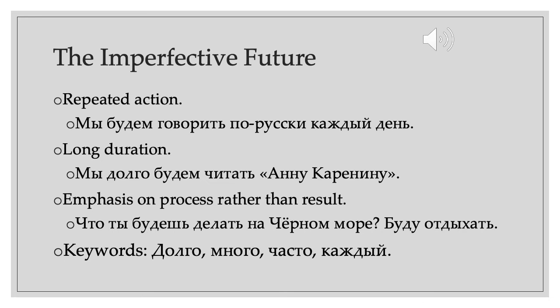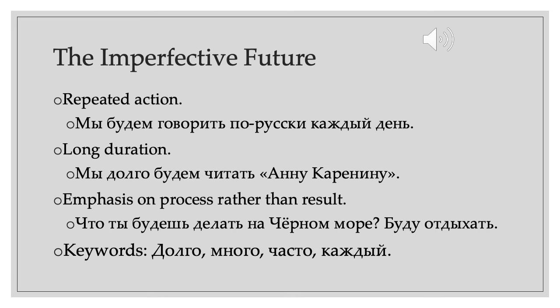We also use the imperfective future when we are describing an action of long duration. Мы долго будем читать Анну Каренину. We will be reading Anna Karenina for a long time. We also use the imperfective future when the emphasis is on the process rather than the result. It's on what you will be doing rather than what you will get done.